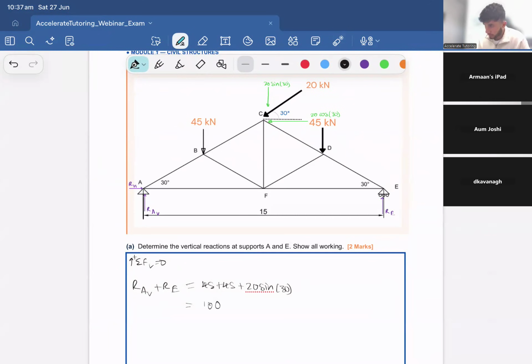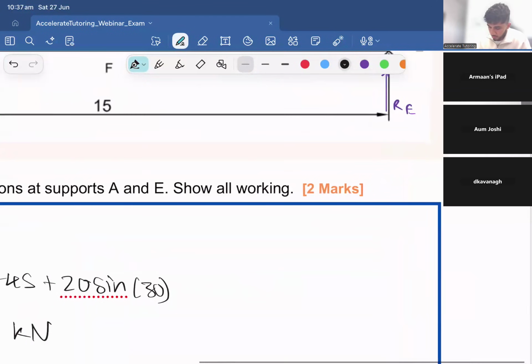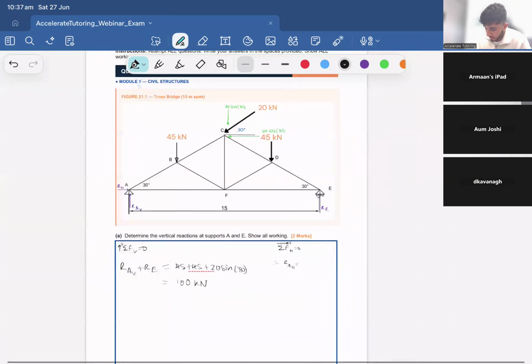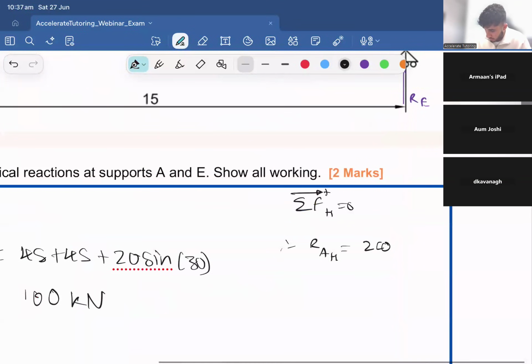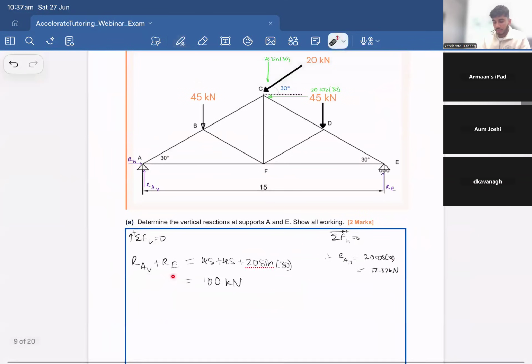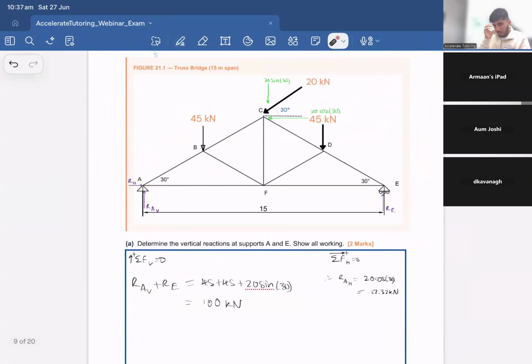100 kilonewtons in this case. We can do the horizontal as well, just because, why not? Right is positive. RAH is the only other horizontal force. That's just equal to 20 cos 30. Just do it. 17.32 kilonewtons.